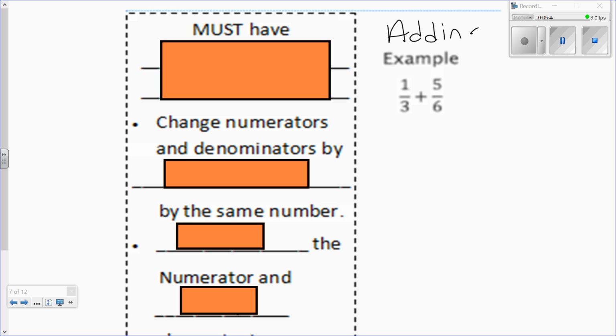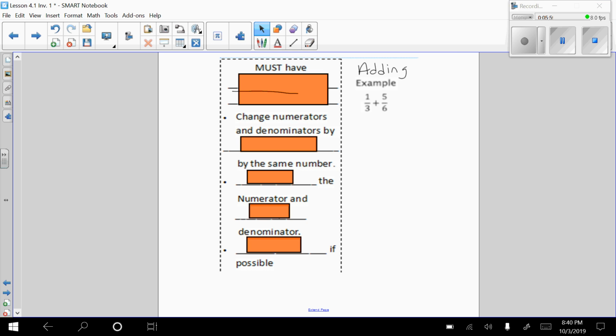Adding a fraction with unlike denominators. Now, in this case, they don't have the same denominators. We need to make sure that we get the same denominators in order to add them. First, you must find a common denominator. So if I'm going to find a common denominator, I have to multiply the top and the bottom by the same thing, or I'm finding the LCM.